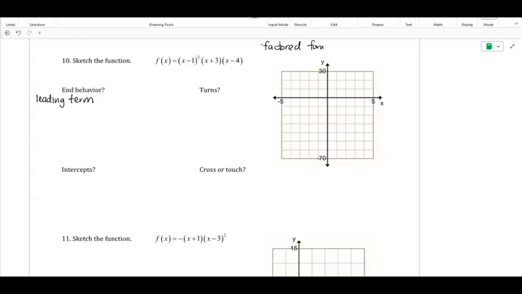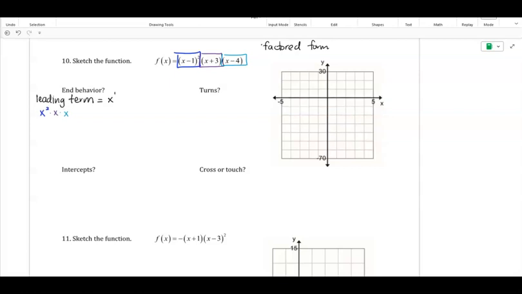So to find the leading term, I'm going to look at each factor individually. I'm going to look at the factor of x minus 1 squared. I'm going to look at the factor of x plus 3. And I'm going to look at the factor of x minus 4. And I'm going to pull the highest degree of x out of each factor. In the first factor of x minus 1 squared, the highest term we would get is x squared. In the second factor of x plus 3, the highest term we would get is x. And in the last factor of x minus 4, the highest term we would get is x.